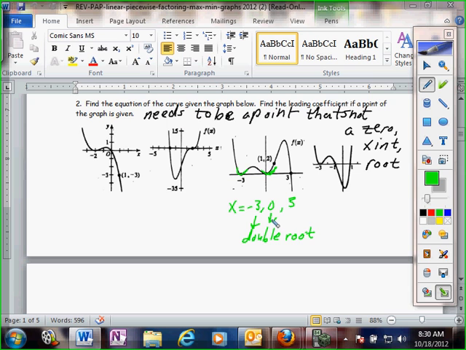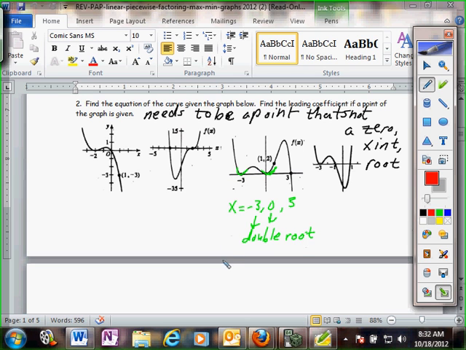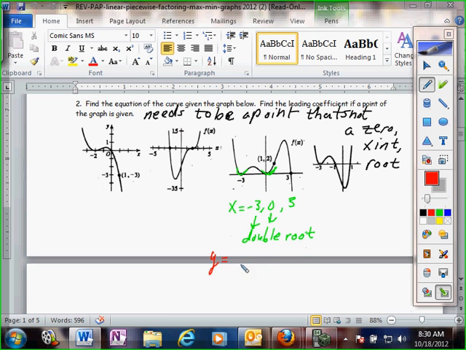And what that means is that when you write the equation, since it's a double root, that's going to be a squared term. And remember that when you actually write the equation y equals, you're going to change the sign. So the root here is -3. You write it as x plus 3. And it's squared because it is a double root.